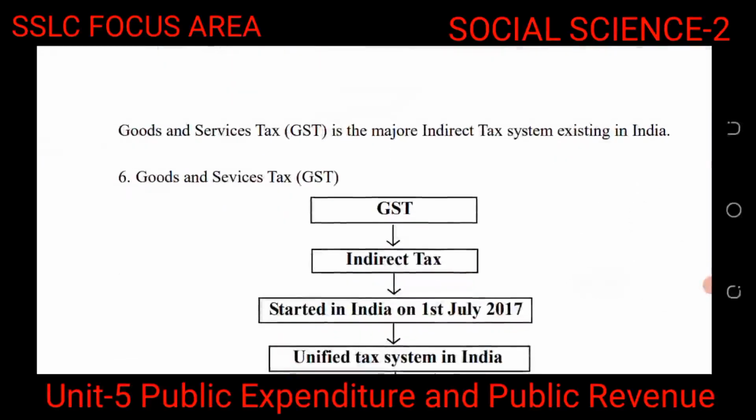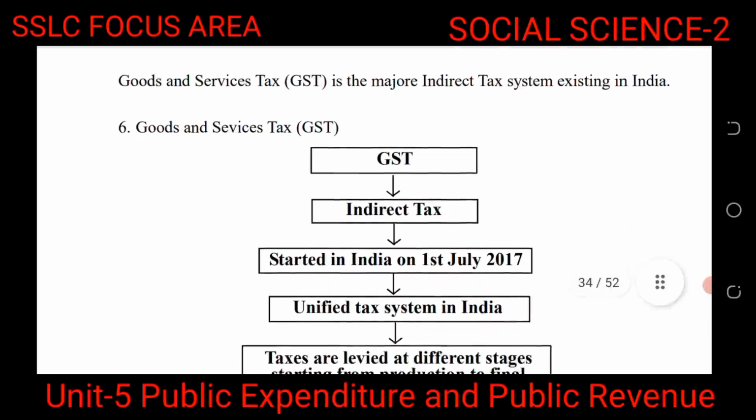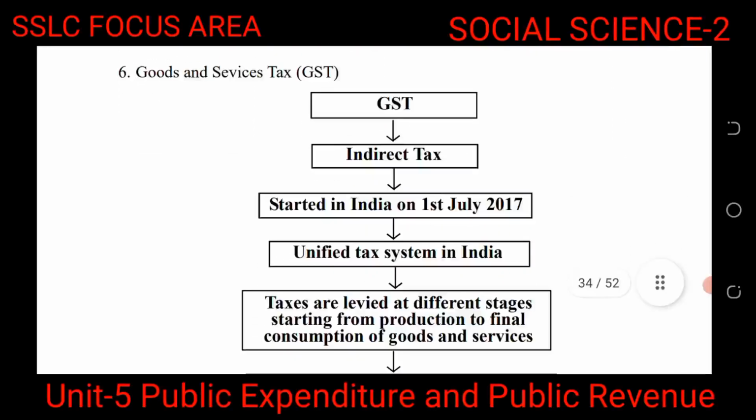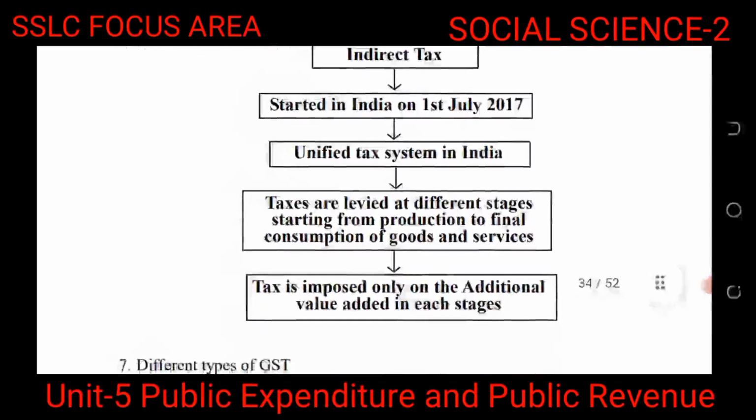Okay. And we can look in detail at GST. GST is an indirect tax started in India on 1st July 2017. It is a unified tax system in India, and taxes are levied at different stages, starting from production to final consumption of goods and services. Tax is imposed only on the additional value added in each stage.